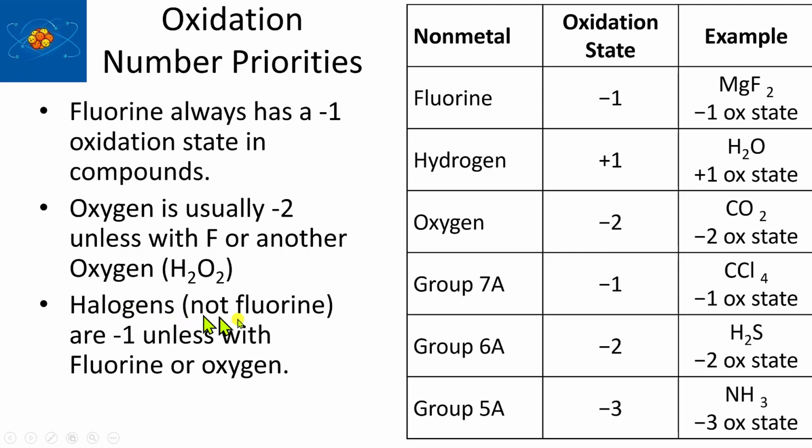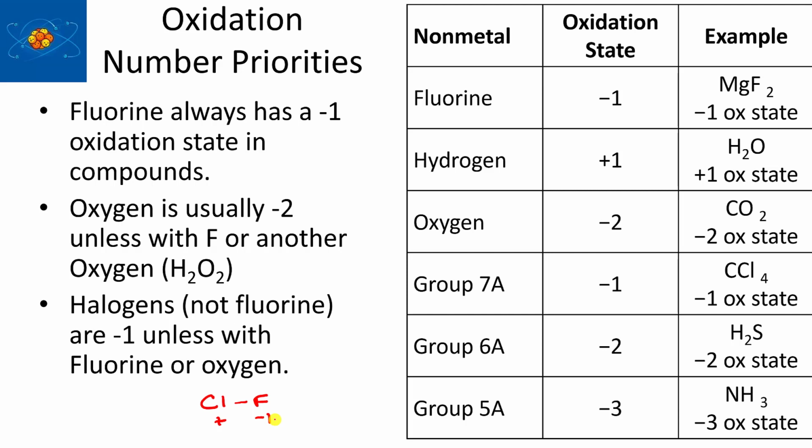Now halogens are generally minus 1 unless they're with something that's more electronegative than them. So for example, if you look at chlorine bonded to fluorine, this has got to be plus and this has got to be minus, because the fluorine has more electronegativity and draws the electrons closer to itself. The same thing is true for oxygen. Other than fluorine, oxygen has a higher electronegativity than all the other halogens.